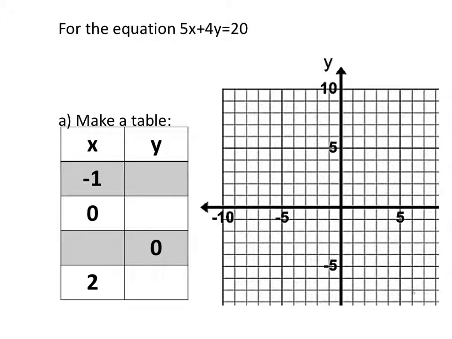All right? So let's take a look at this. We'll start with x is -1. But right here we're saying that x is -1, so we'll replace x with -1.